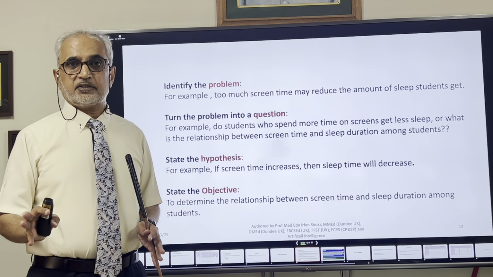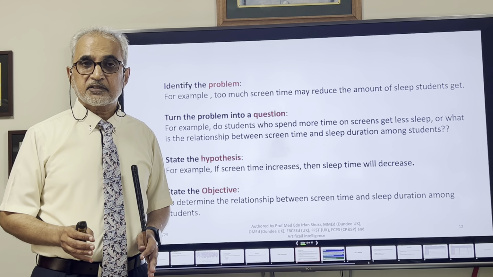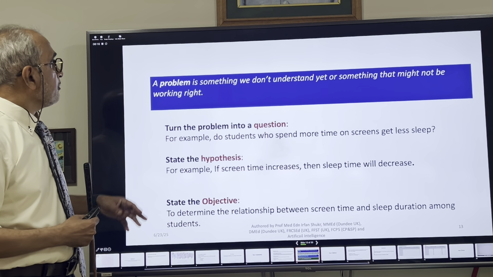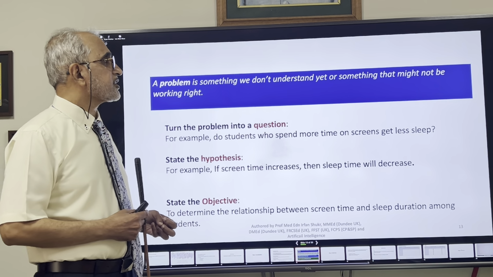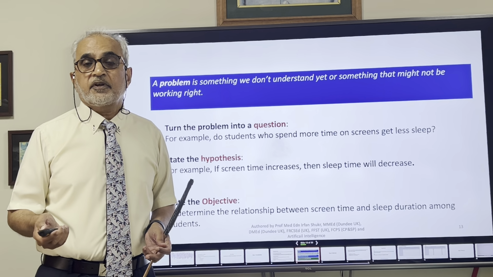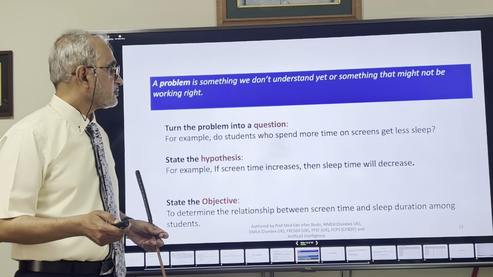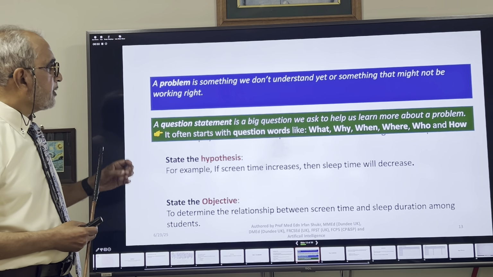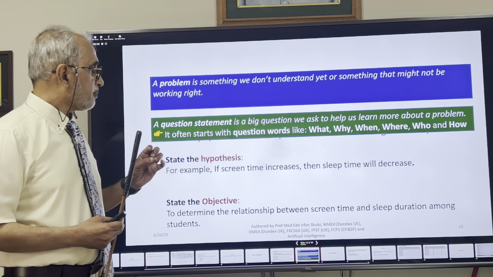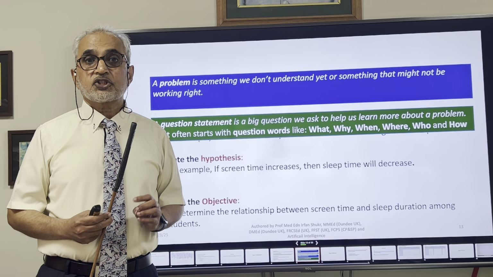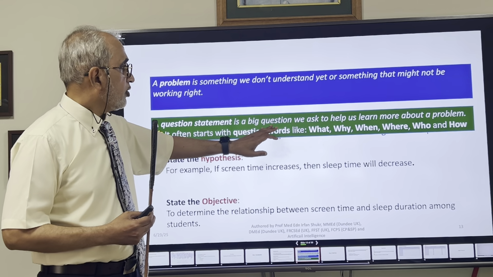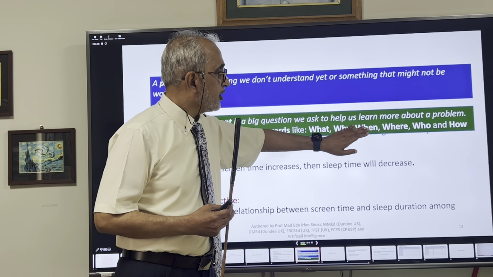So in the introduction, in research paper writing, or when we are thinking of research, there is a problem, and a problem is something we don't understand yet and something that might not be going right, like in this case, the problem of screen time and students' sleep. A question statement is a big question we ask to help us learn more about a problem. It often starts with question words, usually starting with W, like what, why, when, where, who, and how.